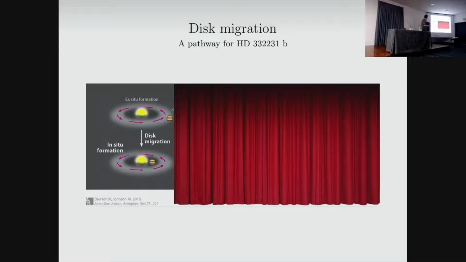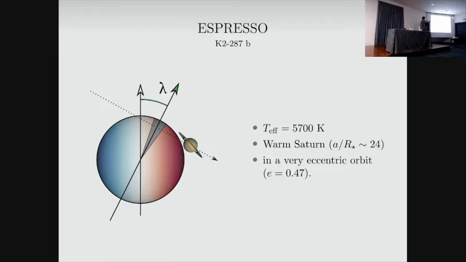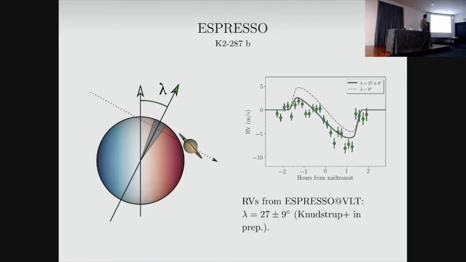You can see I've covered up some things here, so let's get right into it. What is behind the curtain? Well, we start with an espresso here. It's another warm Saturn, but this time in a very eccentric orbit. And the ESPRESSO RVs we got here tell us that this system is misaligned. You can see the aligned model is the dashed line here, and the misaligned model is the solid line.